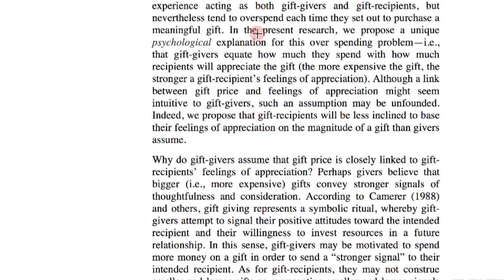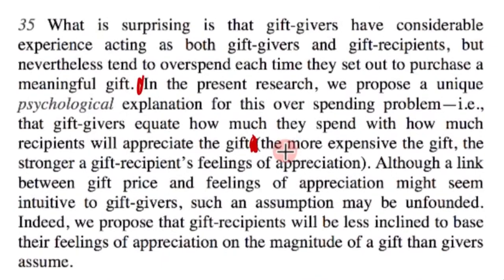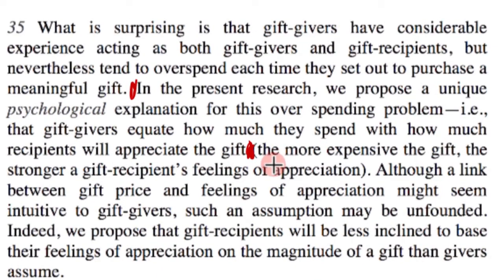Now, in the actual passage, line 41 starts about around here and up until line 44, which ends about around here. So let's read between those 2 points to give us a sense of what it would be like to read lines 41 to 44. "In the present research, we propose a unique psychological explanation for this overspending problem, i.e., that gift givers equate how much they spend with how much recipients will appreciate the gift." So this right here is the assumption the question refers to.